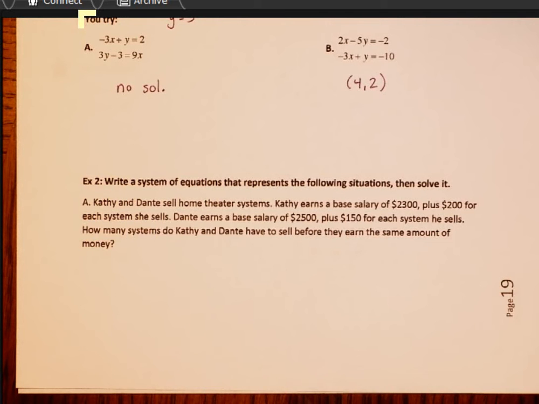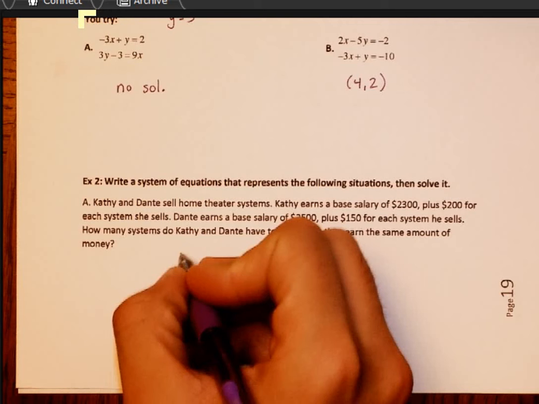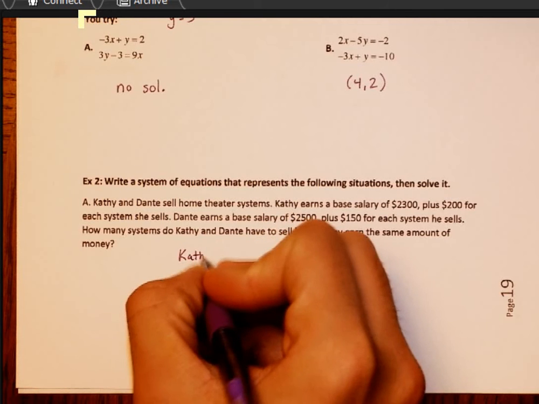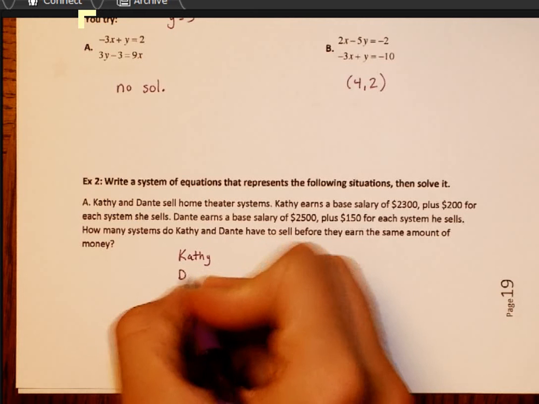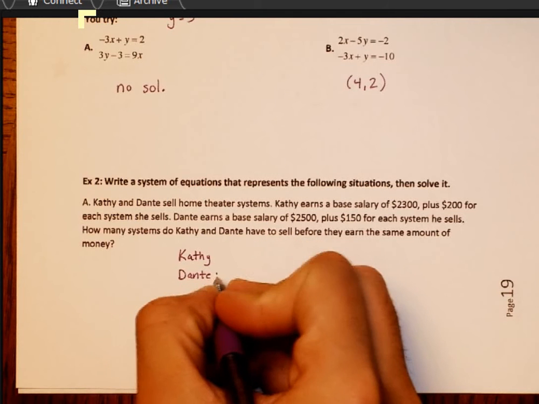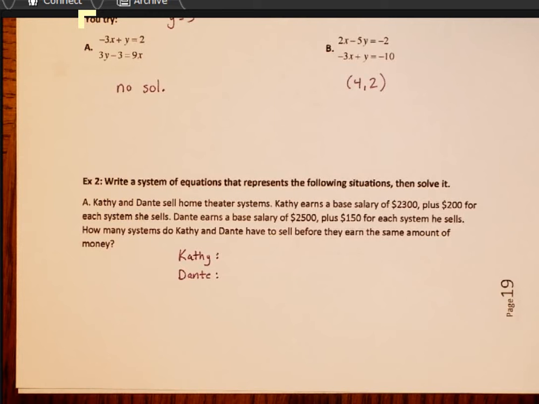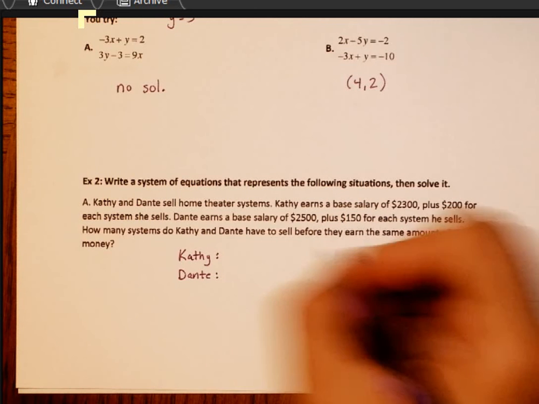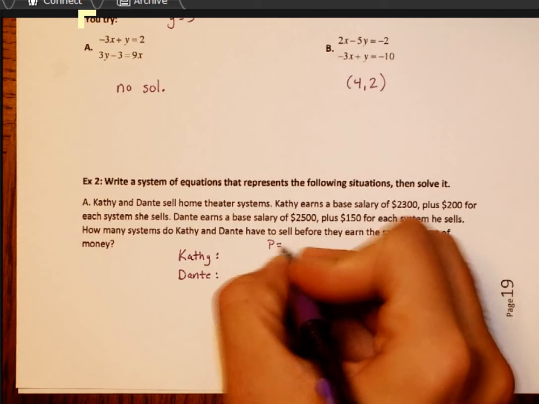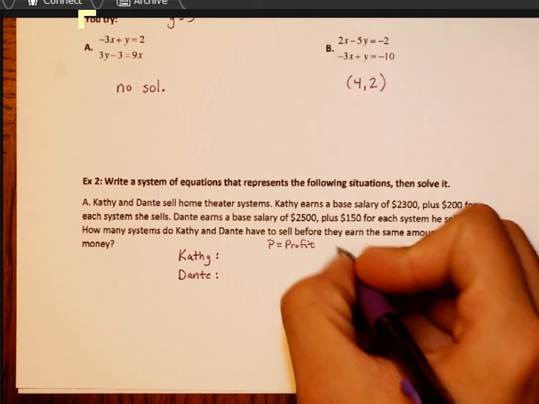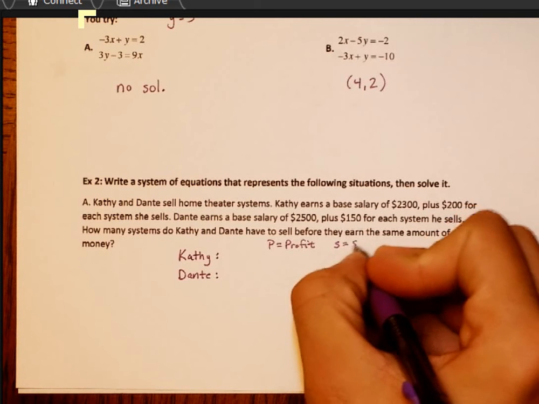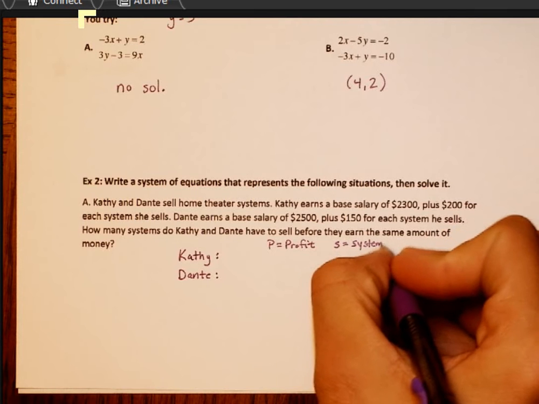Okay. So I'm going to set up two equations here. One equation that talks about Kathy and the other equation that talks about Dante. Now they're selling these systems, and what they're trying to do is make a profit. Okay, so I'm going to let P represent their profit. And then I'm going to let S represent the number of systems that they sell.